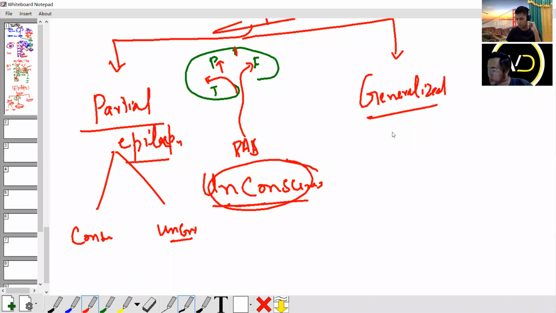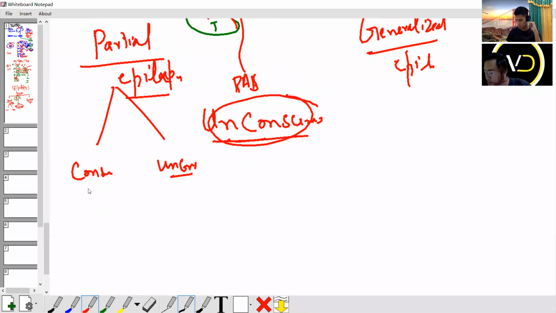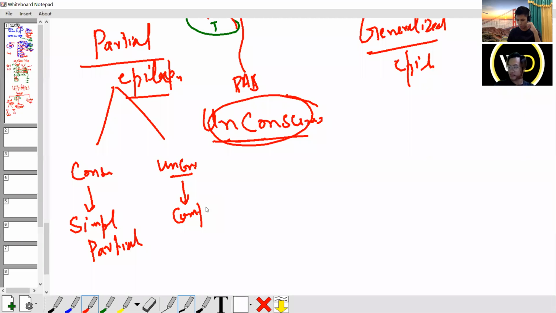Generalized epilepsy, understand? Okay, now come to partial first. Partial: if the patient is conscious, it is known as simple partial. If the patient is unconscious and having a partial seizure with unconsciousness, it is known as complex partial. Understand the difference between simple partial and complex partial.